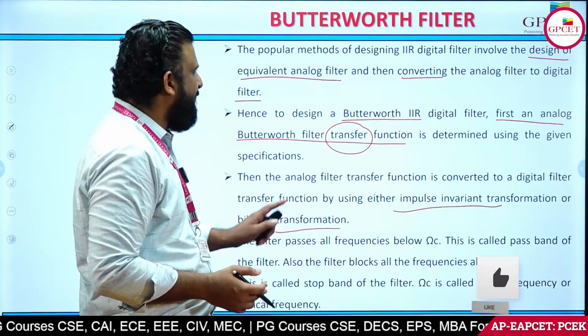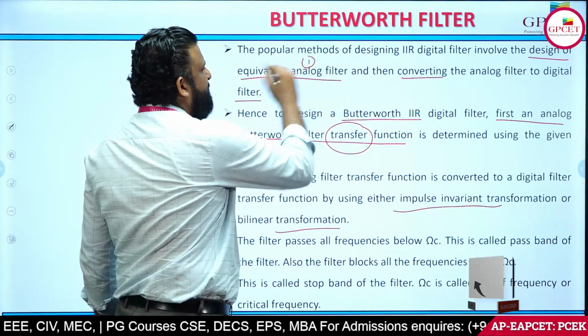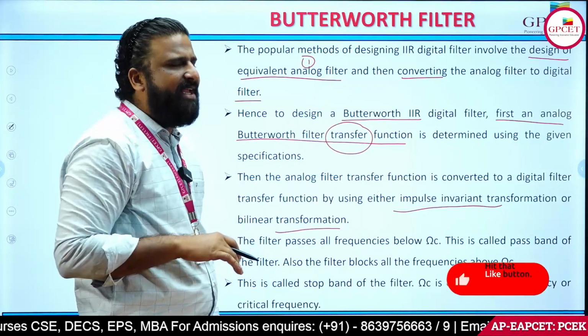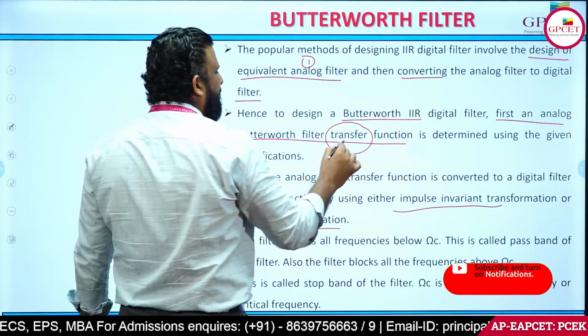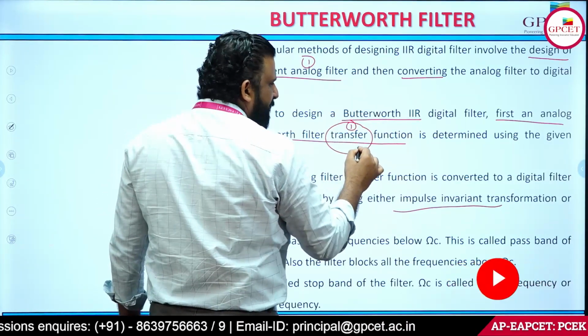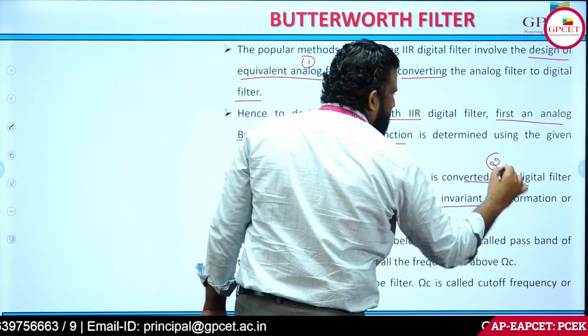So here our agenda is, first we are going to design the equivalent analog filter. After designing the equivalent analog filter with the help of the transfer function, then after getting this transfer function, we are now converting into the digital. This is the second step.